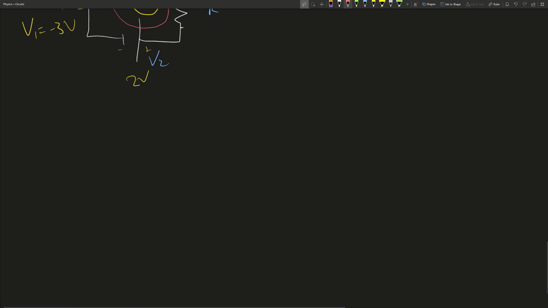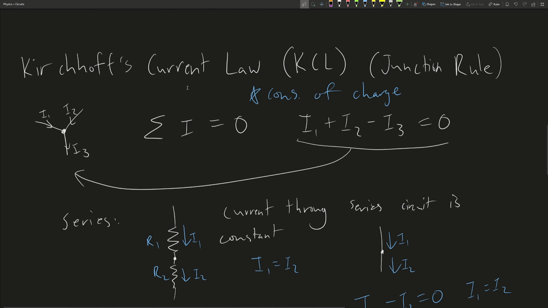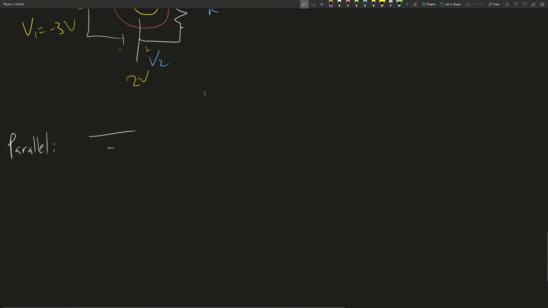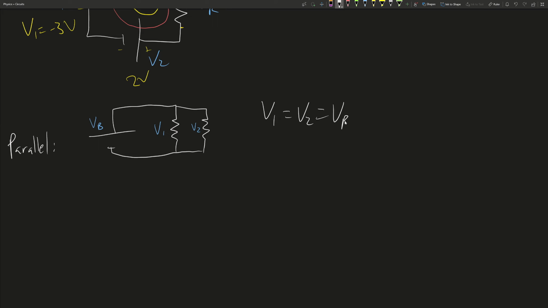Now let's look at something that comes out of Kirchhoff's voltage law that is really useful, and this is for parallel circuits. Before, in KCL, Kirchhoff's current law, we saw that for a series circuit, the current is the same. For parallel circuits, following KVL, we can say that the voltage across parallel circuit branches is the same. So we have V1 and V2, which are the voltage drops, and this is the battery voltage, which I'll call VB. What we can deduce based on Kirchhoff's voltage law is that V1 equals V2 equals VB.